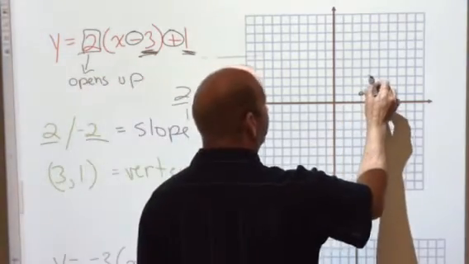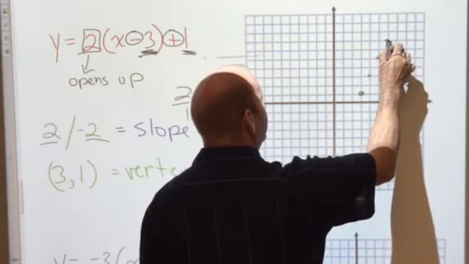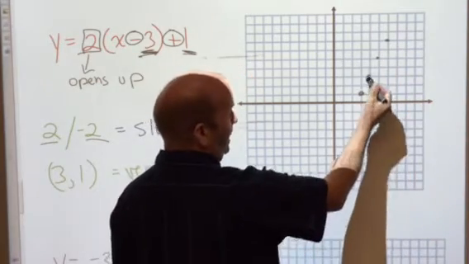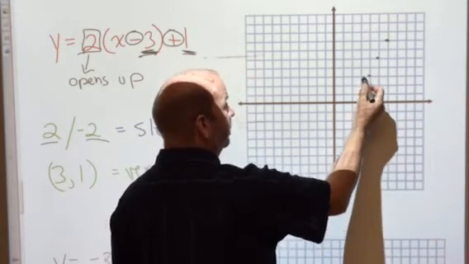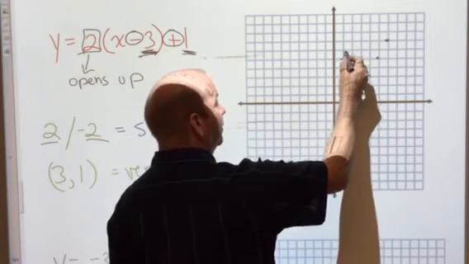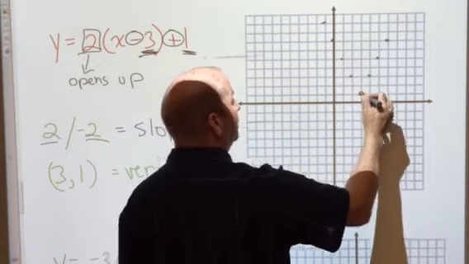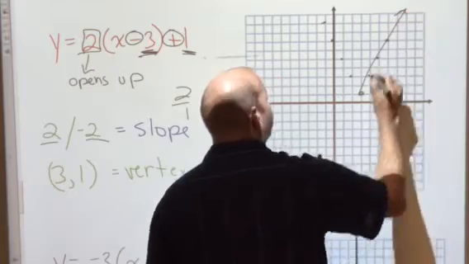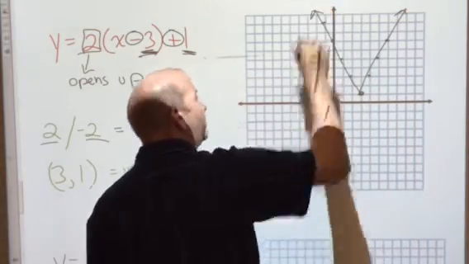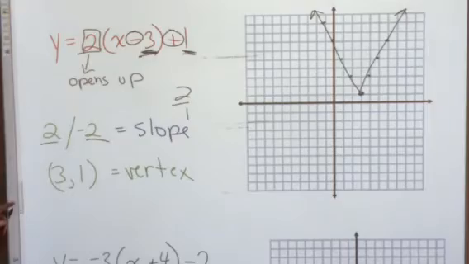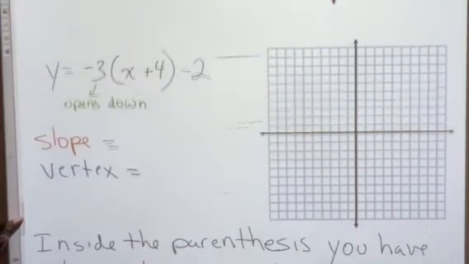So if you go up 2, right 1, up 2, right 1, up 2, right 1, how do you make it a V and not a line? You go up 2, left 1, up 2, left 1, up 2, left 1, up 2, left 1. So then you end up with a perfect symmetrical V shape like that. Okay, another one.